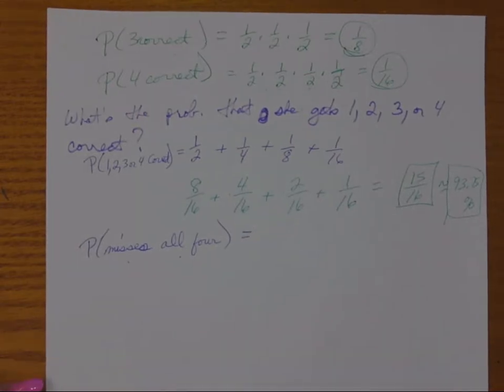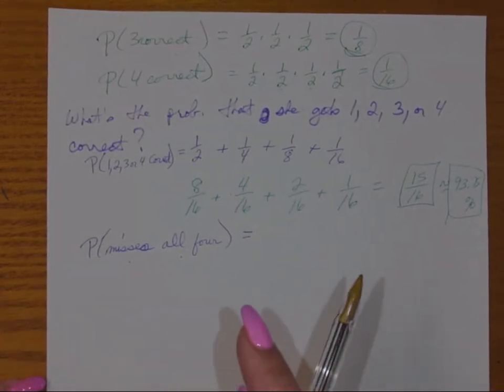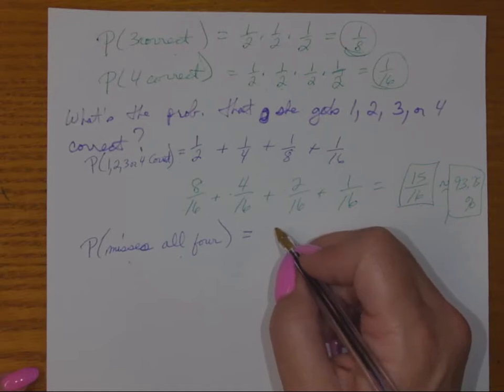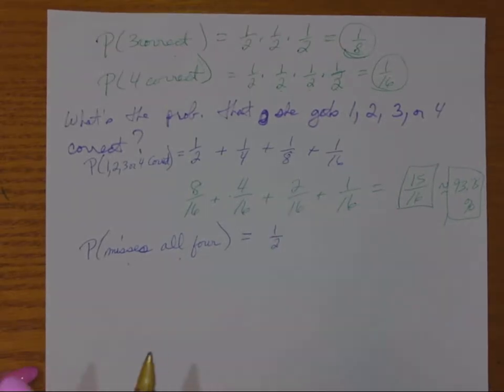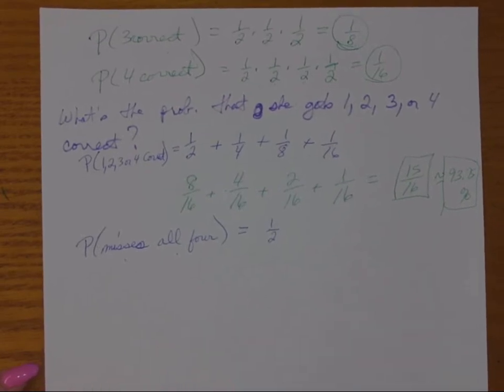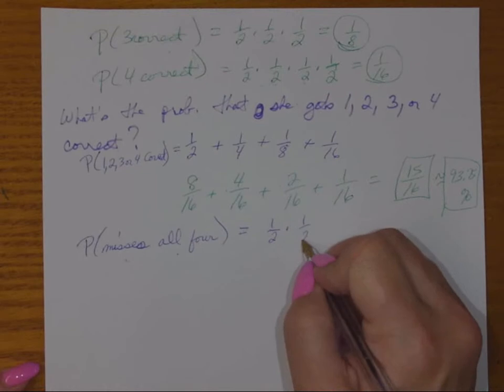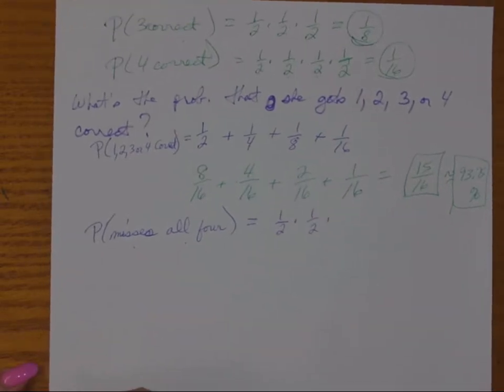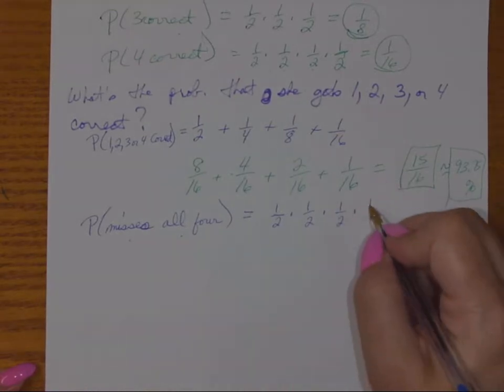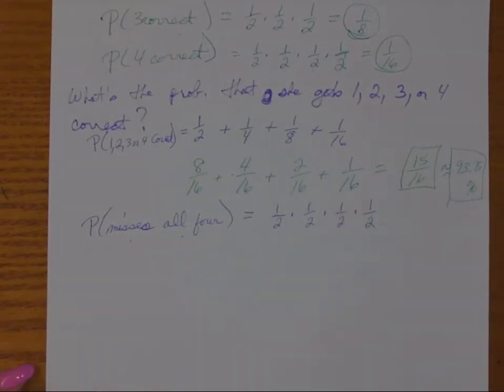The probability that she misses all 4 would mean she got the first one wrong. Well, what's the probability of that happening? Well, there's one wrong answer out of 2, right? So 1/2. And that's a multiply. She got the second one wrong. So what's that probability? 1/2. And she got the third one wrong. So what's that one's probability? 1/2. And she got the fourth one wrong, so what's that one's probability? She missed them all. 1/2. 1 out of 2 is her chance of getting that one wrong.